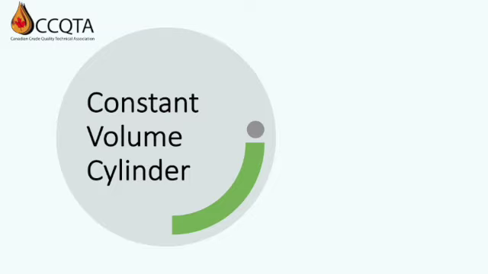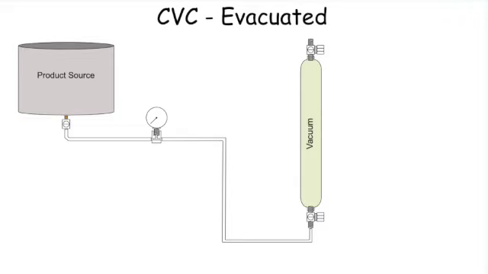There are three options for sampling with a constant volume cylinder. Let's look at the difference between these three and how it may impact the sampling collected and subsequent analysis. This is an illustration of how an evacuated CVC is used during sampling.